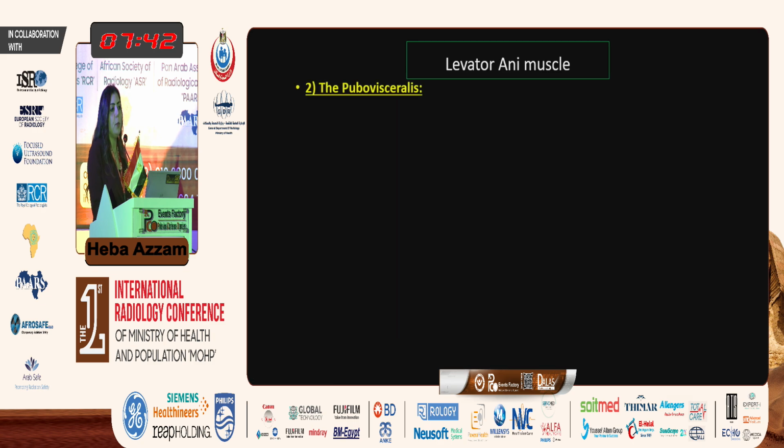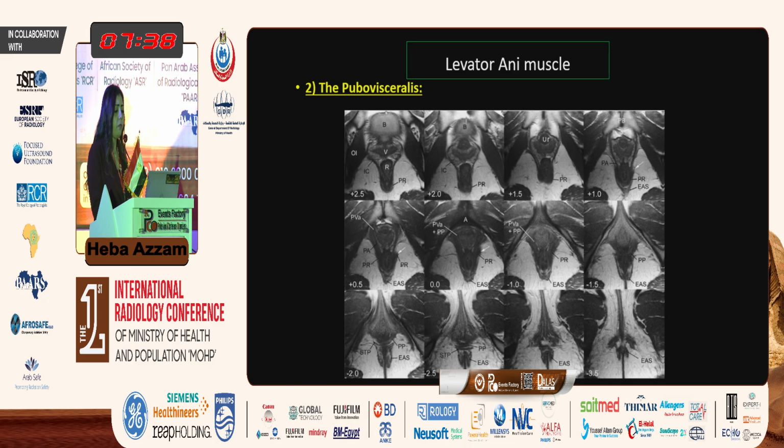The second part of the levator ani muscle is the pubovisceralis muscle. The pubovisceralis muscle also arises from the pubic bone. It's divided into more than one partition: the pubourethralis, the pubovaginalis, the puboanalis, and the puboperinealis. Yet we cannot differentiate these partitions at the site of origin. We can differentiate them only by their insertion.